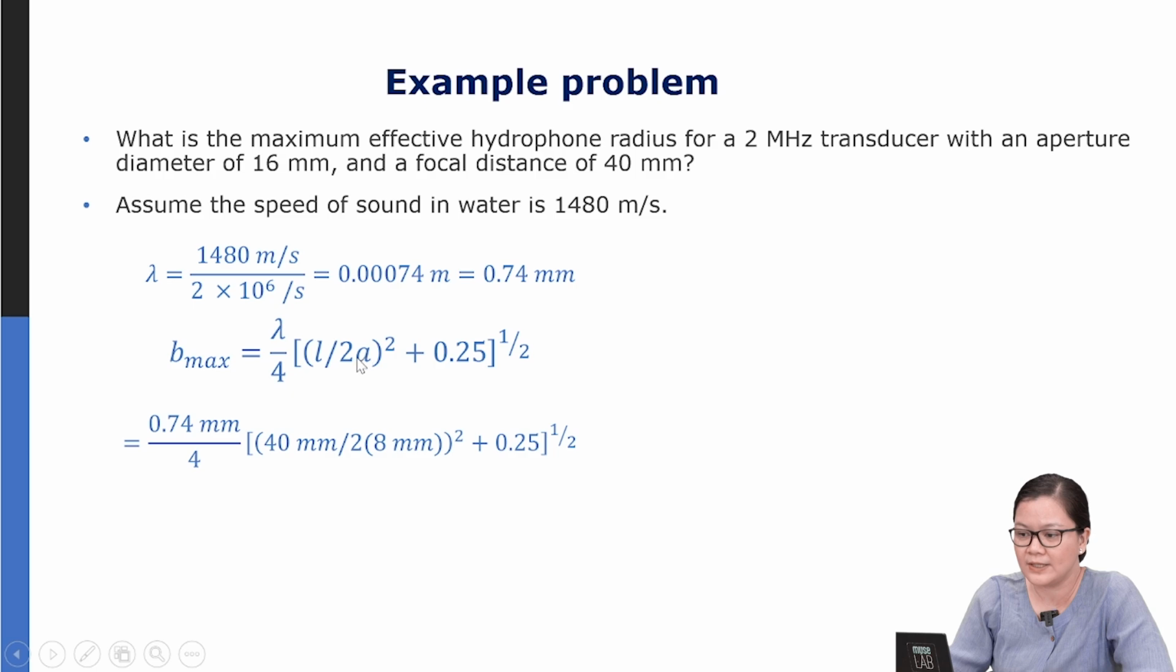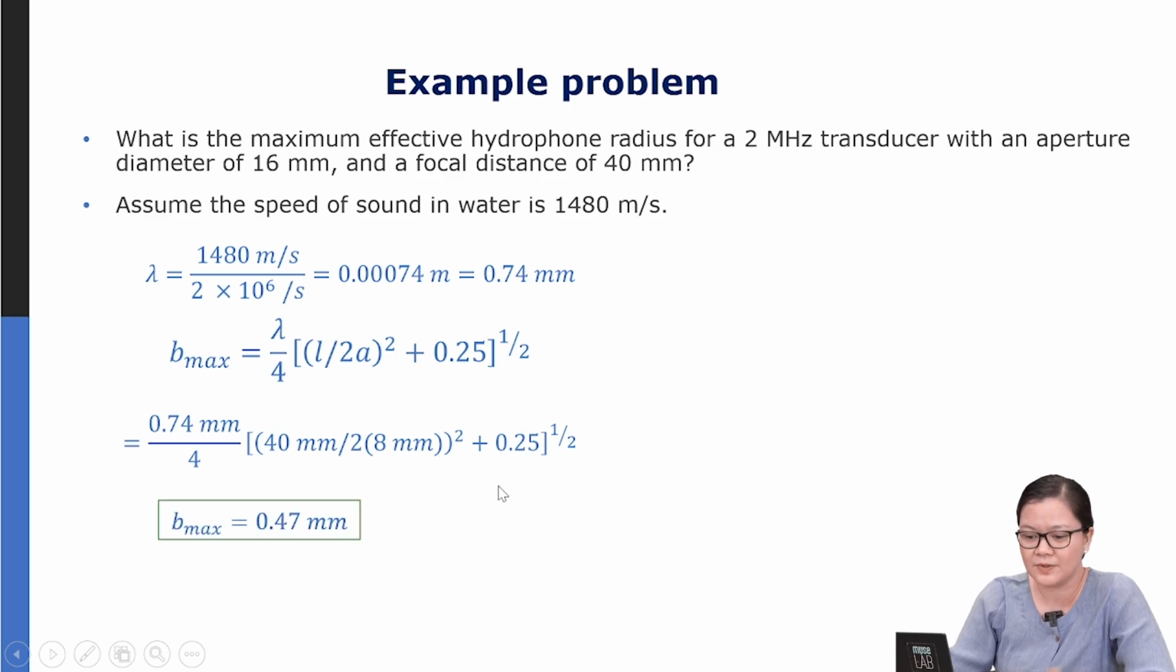We also know the diameter of the transducer. So then we would want the A. Basically, we would divide the diameter by 2 because the diameter is twice the radius of the transducer. And so here, 16 divided by 2 would be 8 millimeters. Now we plug all these values into the equation. Using your numerical tool, you would get a radius of 0.47 millimeters right here.